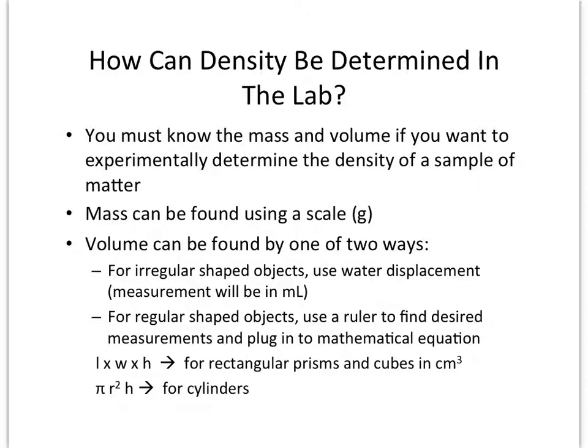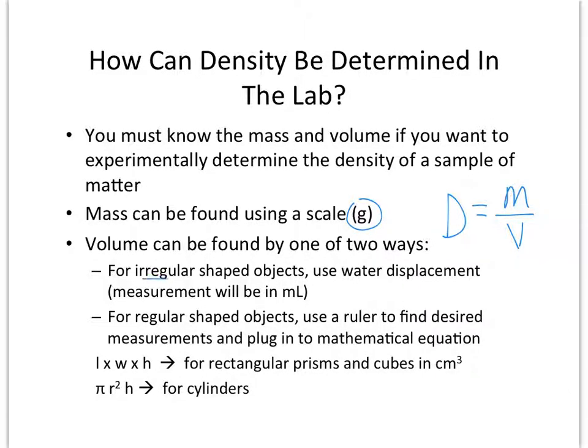So how can density be determined in the lab? Well, if density equals mass over volume, that means we have to know a mass and we have to know a volume. Mass is pretty easy to determine. We can use our scales in class, and our scales will measure our masses in grams. Volume can be found in one of 2 ways. Based on the shape of the object, we will either use a mathematical formula or we will use water displacement.